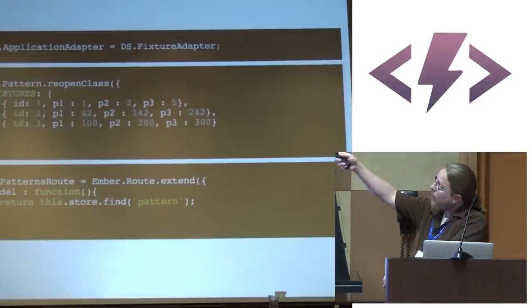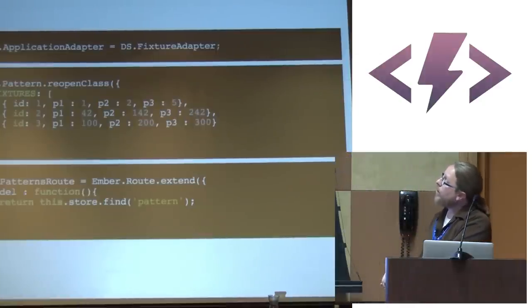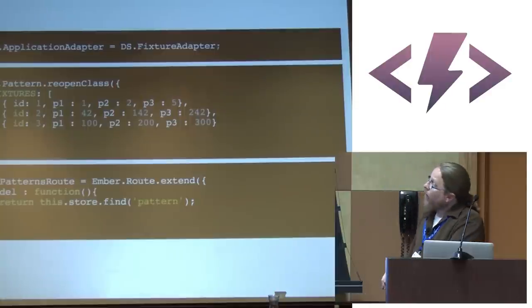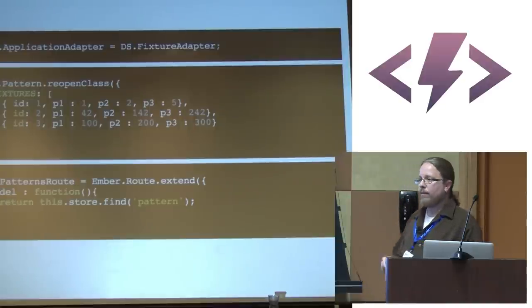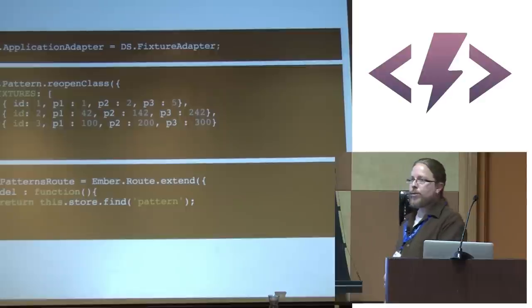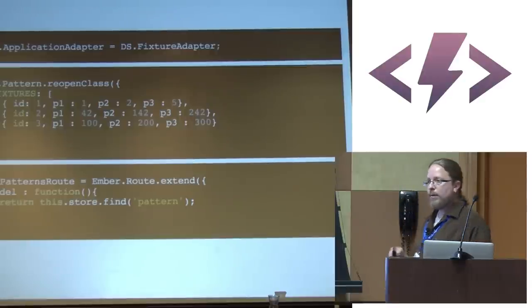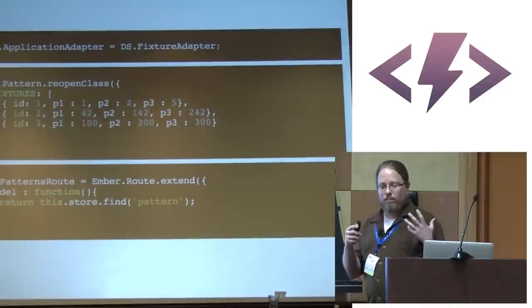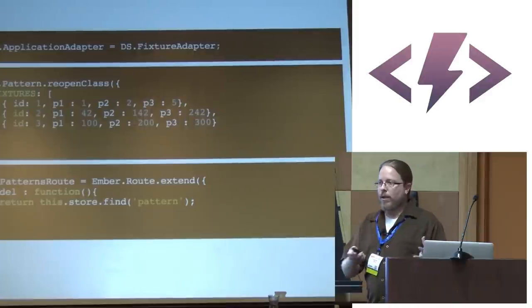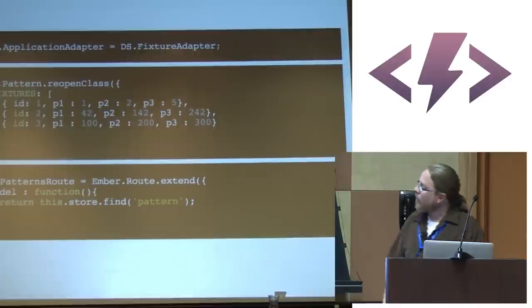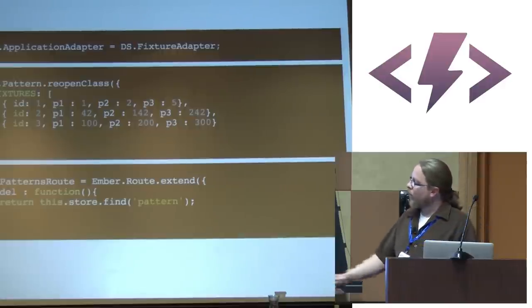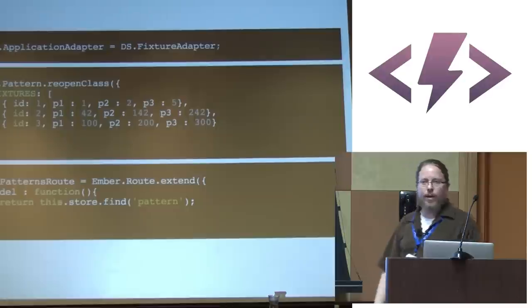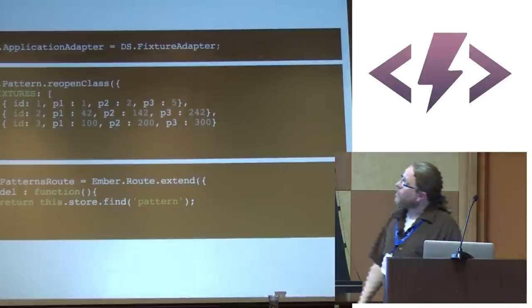So to do that, you're going to tell Ember that your application adapter is the fixture adapter. And this is assuming that you've already set up the model called pattern, and then you say App.Pattern.reopenClass, and then hand it a fixtures object. And the fixtures object is just an array of predefined data that you want your app to act like these objects already exist in the system. And so then in the patterns route, the model hook gets a lot simpler. We're just saying return all of the patterns that we can find in the data store.